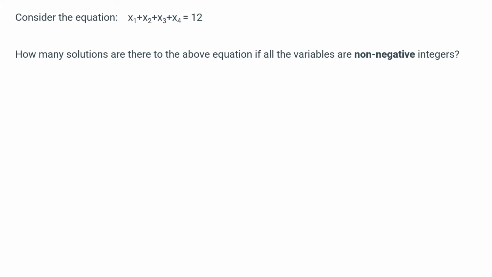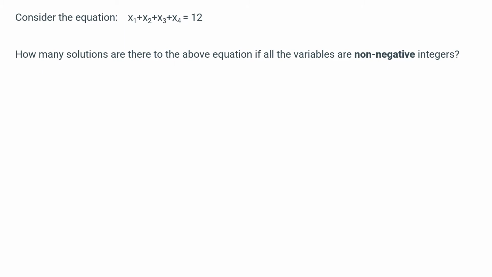Okay, here's another type of problem that looks very different, and yet we can solve it just the same way. Consider that we have the equation x sub 1 plus x sub 2 plus x sub 3 plus x sub 4 equals 12. How many solutions are there to the above equation if all of the variables are non-negative integers? So that means it could be 0. Any of those could be 0. If it's non-negative, it can be 0.